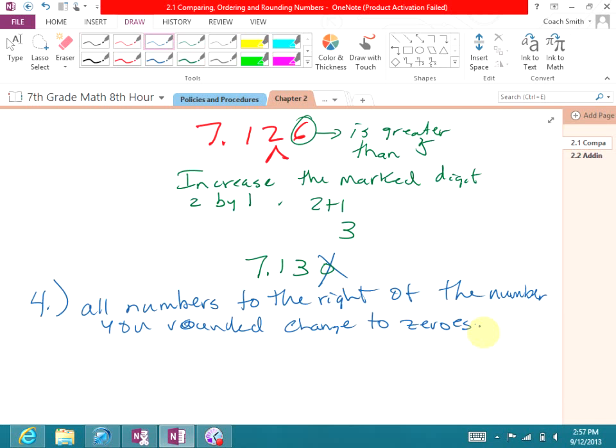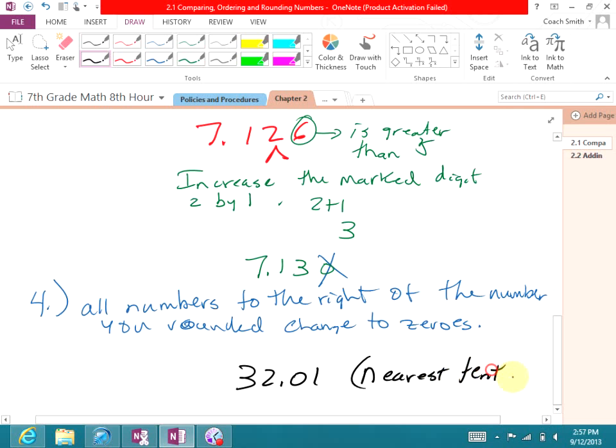So let's do another example. Do it all at once instead of the different steps. If we wanted to round 32.01 to the nearest tenth, okay, 32.01 to the nearest tenth.